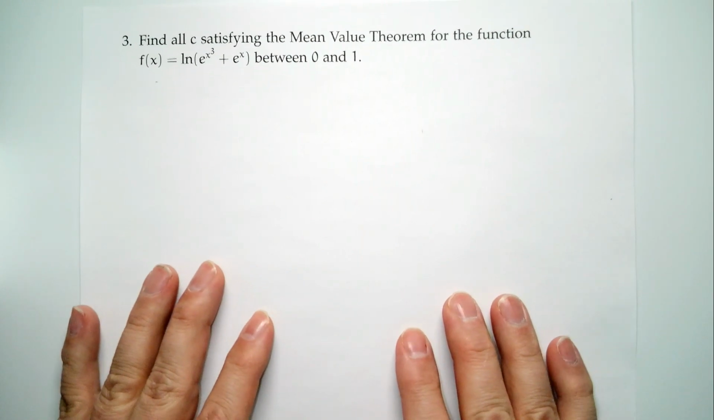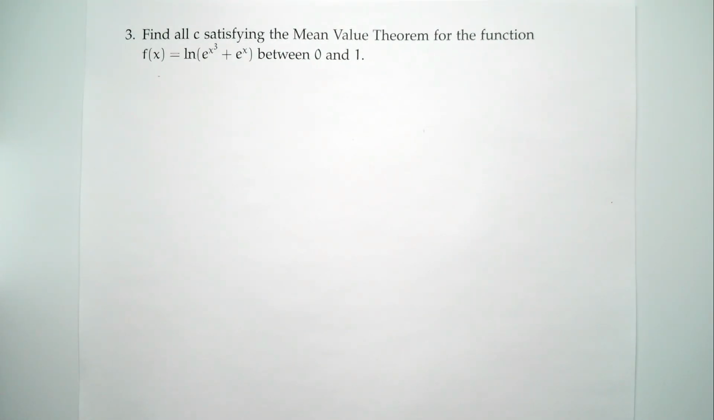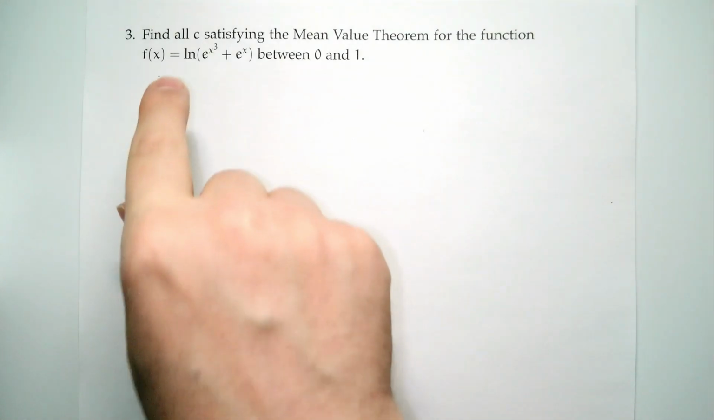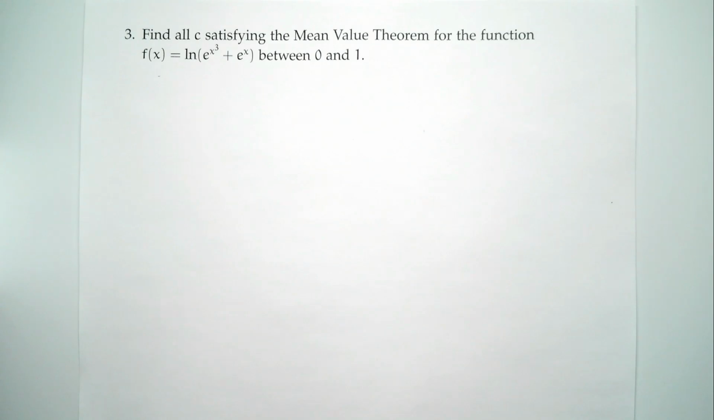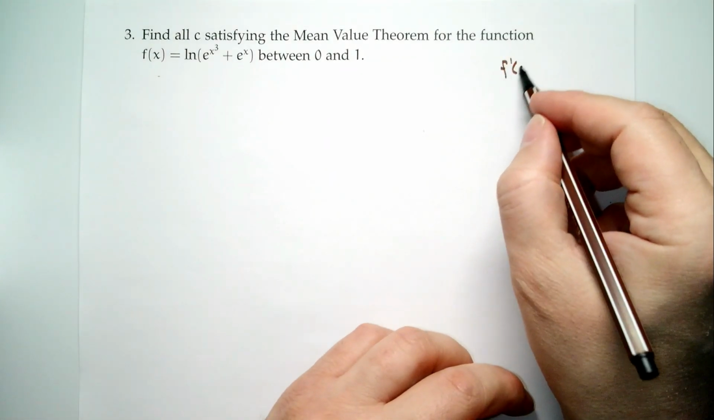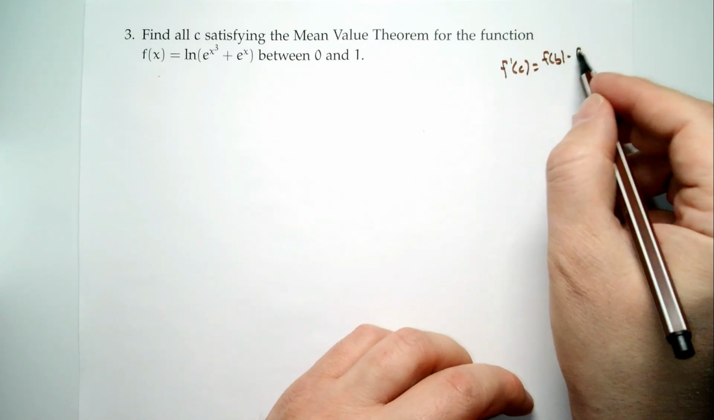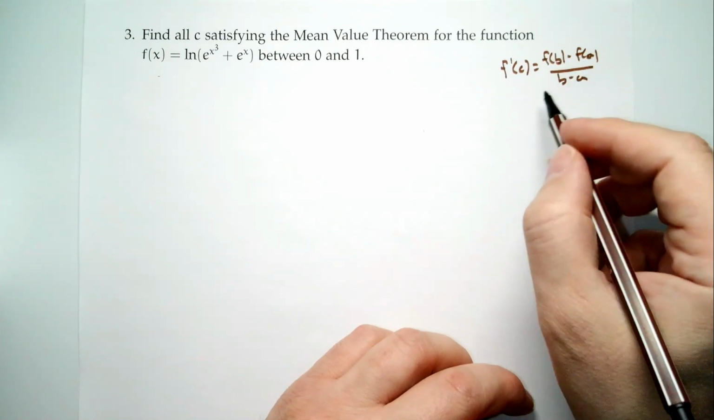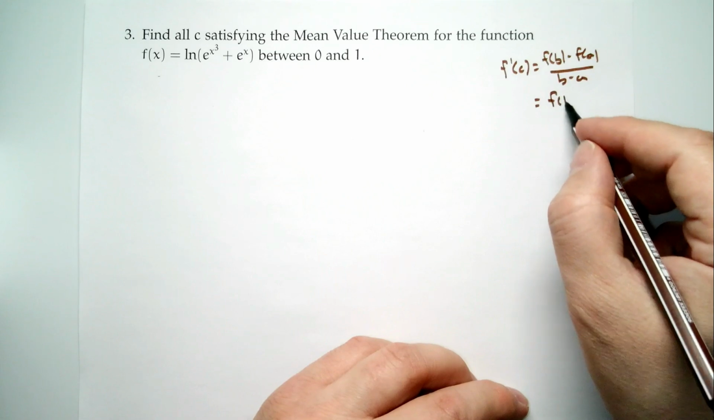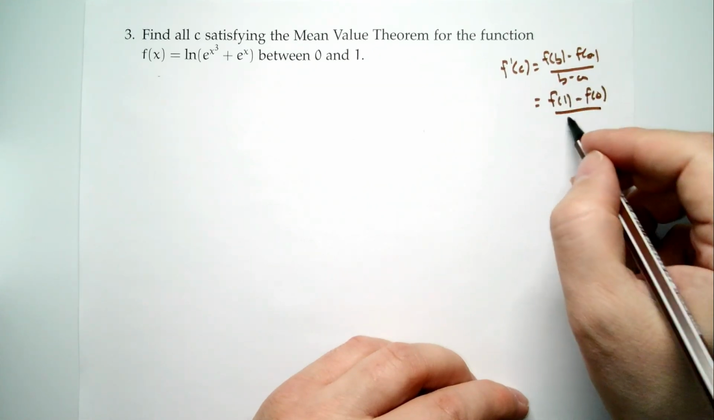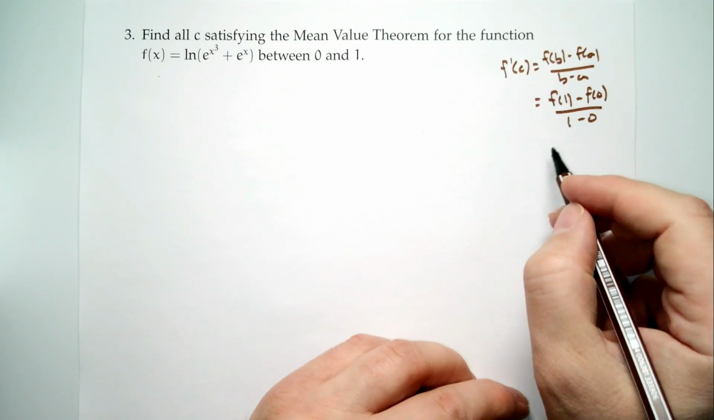All right, let's talk about number 3. Again, similar problem. Find all c satisfying the mean value theorem for the function f of x is log of e to the x cubed plus e to the x between 0 and 1. So hopefully after the first couple of these, by this time we should be pretty quick. So we'll set f prime of c equal to f of b minus f of a, divided by b minus a. In our case, 0 and 1 are a and b. So we're going to look at f of 1, subtract f of 0, divide that by 1 minus 0, also known as dividing by 1.